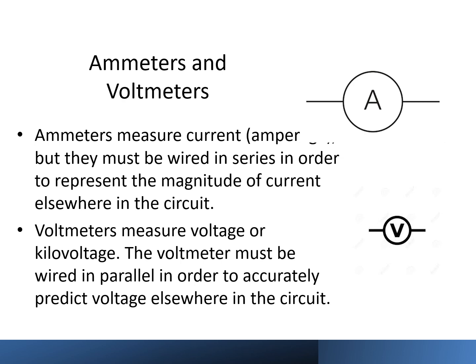In similar fashion, the voltmeter must be wired in parallel because voltage is constant in parallel. In order to make a prediction about voltage elsewhere in the circuit, the voltmeter needs to be wired in parallel to any circuit element you want to know about. Okay? And so, yeah, those are the two big ideas and the definitions there about how current is constant in series, but voltage is constant in parallel. That'll help you remember where to place the ammeter and the voltmeter in the X-ray schematic, which is coming up.